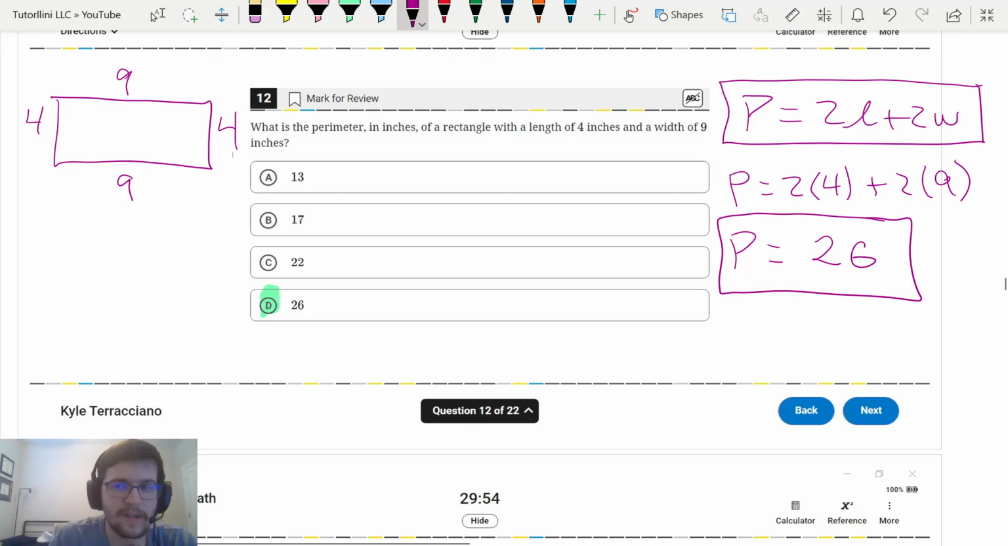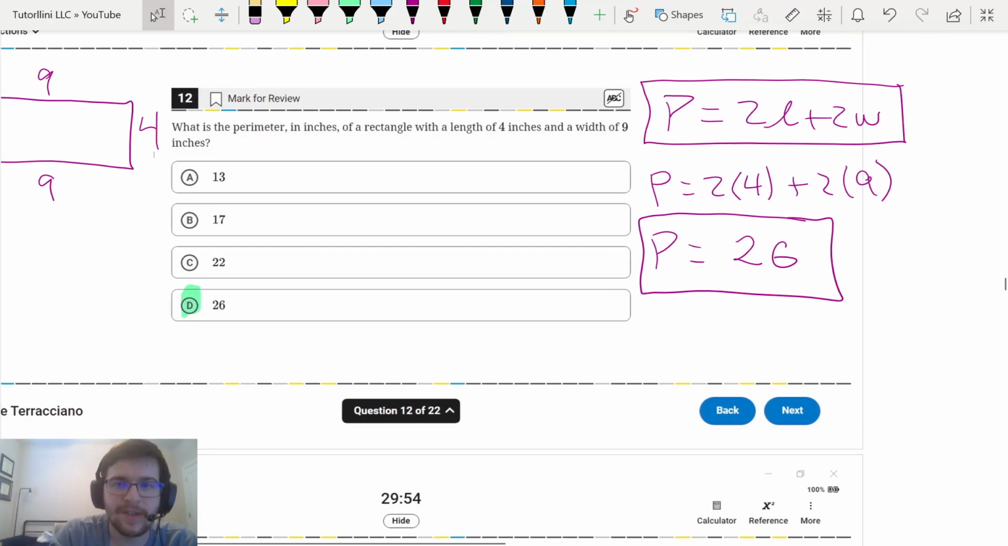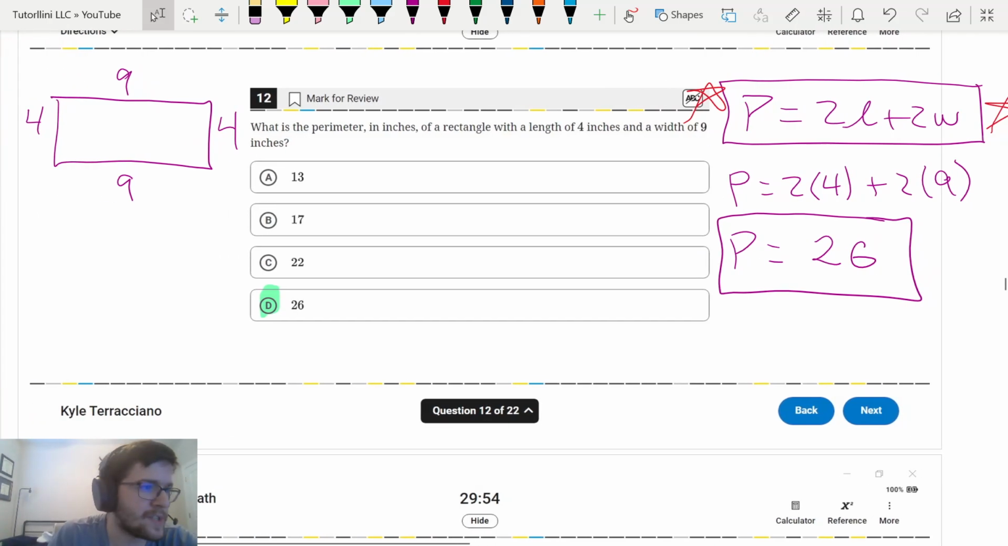But there are some questions I've seen on the SAT in the past where knowing how to write the formula is essential. So I highly suggest you commit this to memory. I don't think it's on the formula sheet, so I highly recommend you just know it. Perimeter for a rectangle is equal to 2L plus 2W. So yeah, this was essentially just a fact check question. If you knew that formula, this question was almost no work.